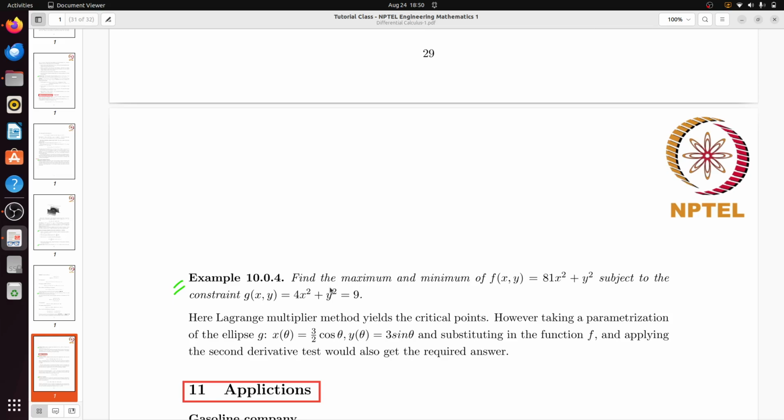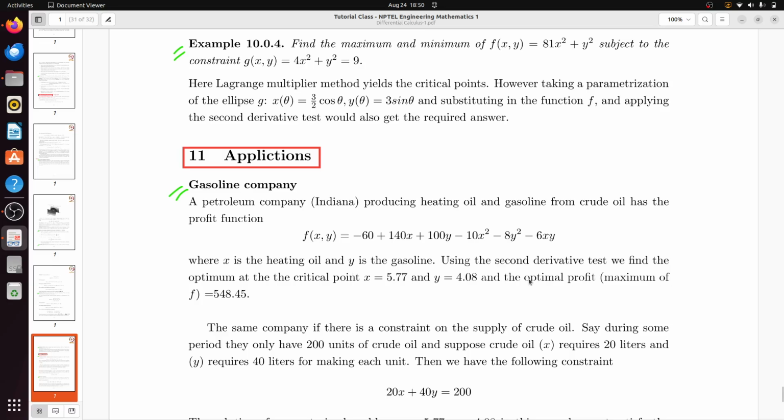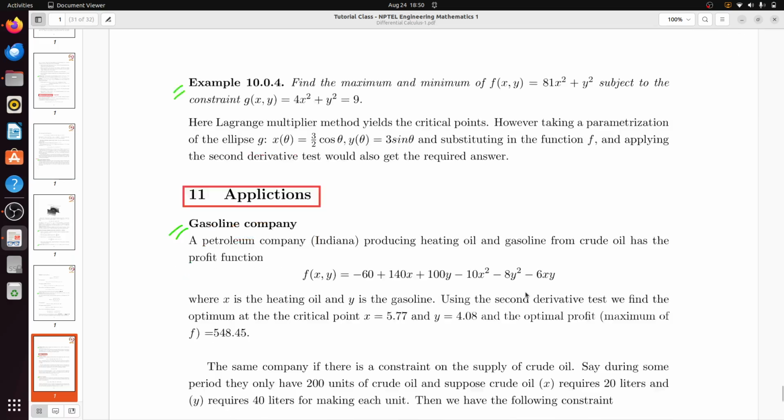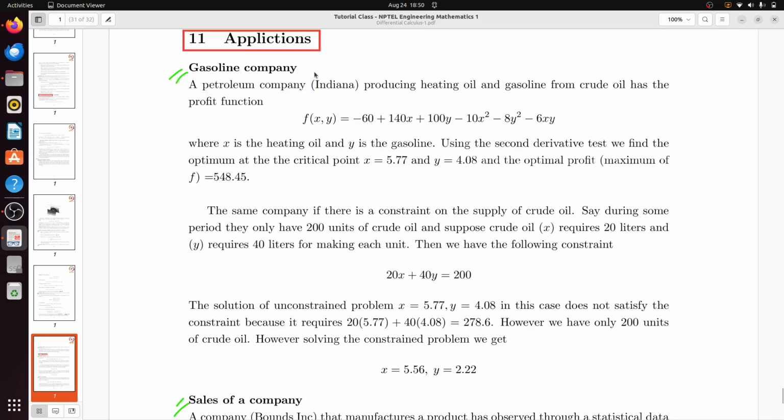Okay, so I will discuss a few applications. There is an application I have written: a gasoline company, a petroleum company, say in Indiana, producing heating oil and gasoline from crude oil, has this profit function, where x is the heating oil and y is the gasoline. Using the second derivative test, we find the optimum at the critical point x equal to 5.77, y equal to 4.08, and the optimal profit you can determine to be 548.45.